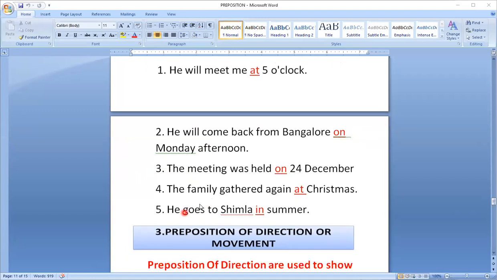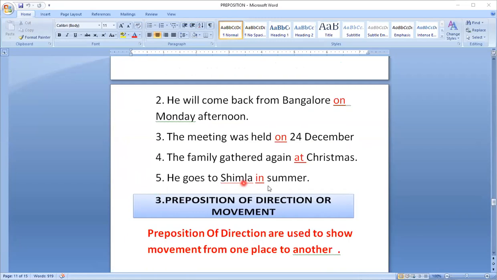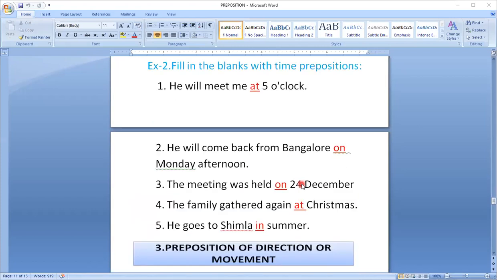Number 4 is here: the family gathered again at Christmas. When we talk about the festivals, we use the at preposition. And in the number 5 sentence: he goes to Shimla in summer. जब हम seasons की बात करते हैं, तो हम कौन सा preposition use करते हैं? Yes, we use the in preposition. Okay students, I hope you have understood exercise number 2 related to our time prepositions.